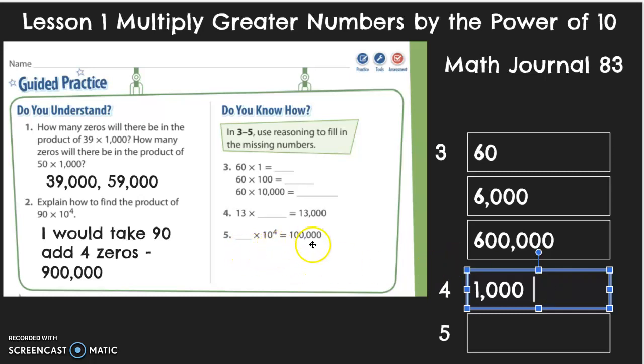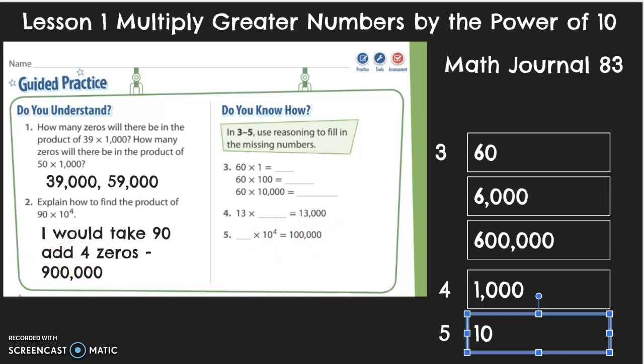Blank times 10 to the 4th equals 100,000. Well, we've got to have 4 zeros, 1, 2, 3, 4, and I still have 10 left. So it's going to be 10 times 10 to the 4th, because that would give me 5 zeros, and that's what there is in here, 5 zeros.